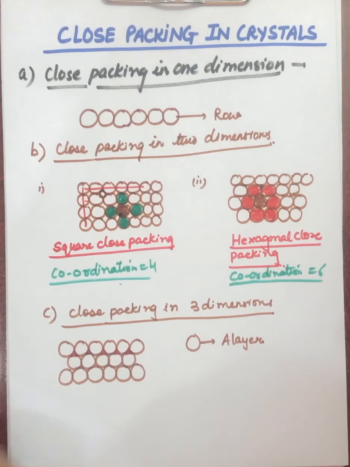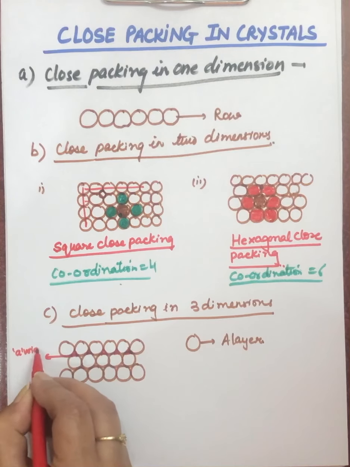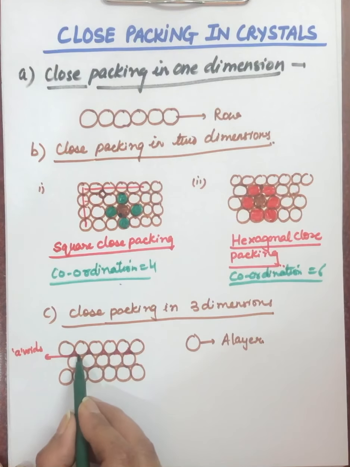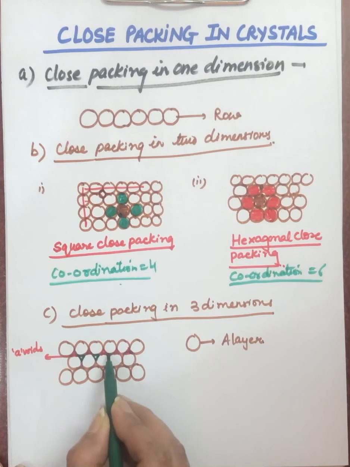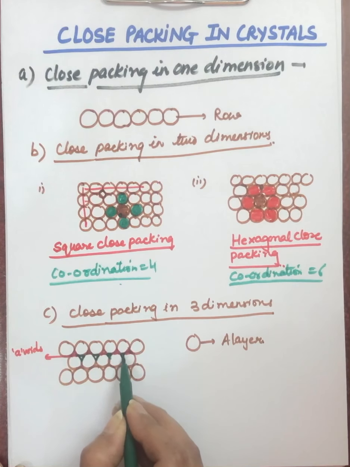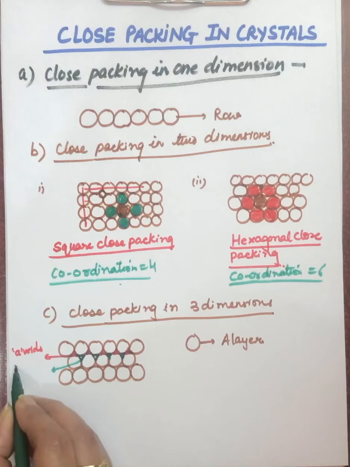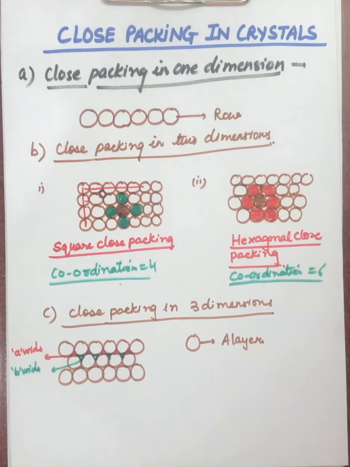I'm labeling these voids as A voids. And there are voids under the spheres also. This is like an opposite triangle, an inverted triangle. These voids I am labeling as B voids. Now to have a close packed arrangement, we should try to cover these voids as much as possible.